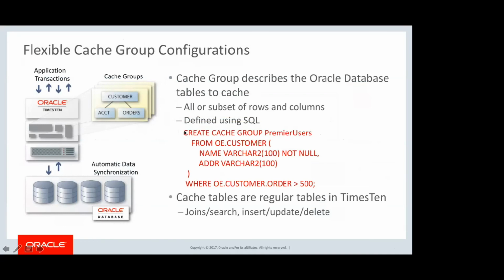We use SQL to declaratively define what you want to cache, be it read or write. So we have a thing called a cache group, which points to a schema and a table and a set of columns of a certain type with some where clause. The side effect of doing that is it creates a schema table with columns with rows.